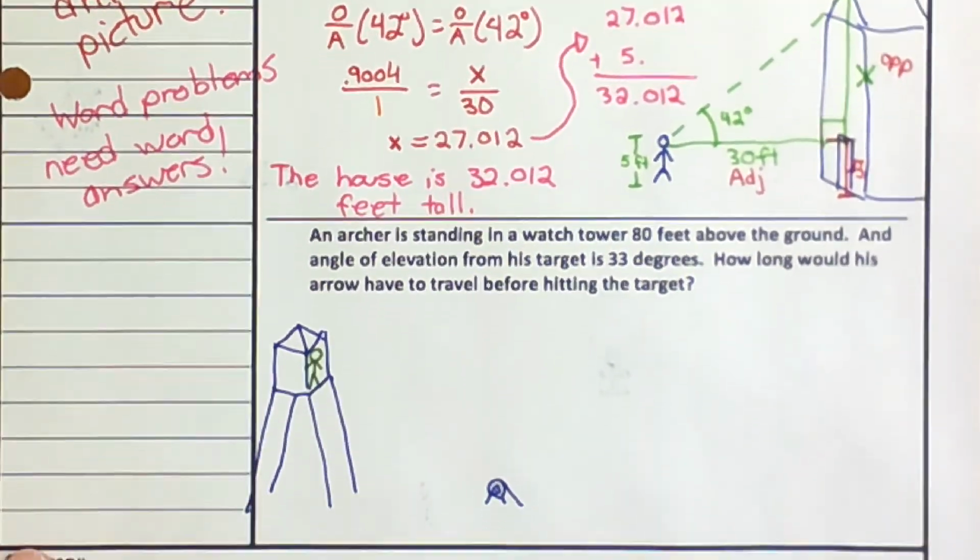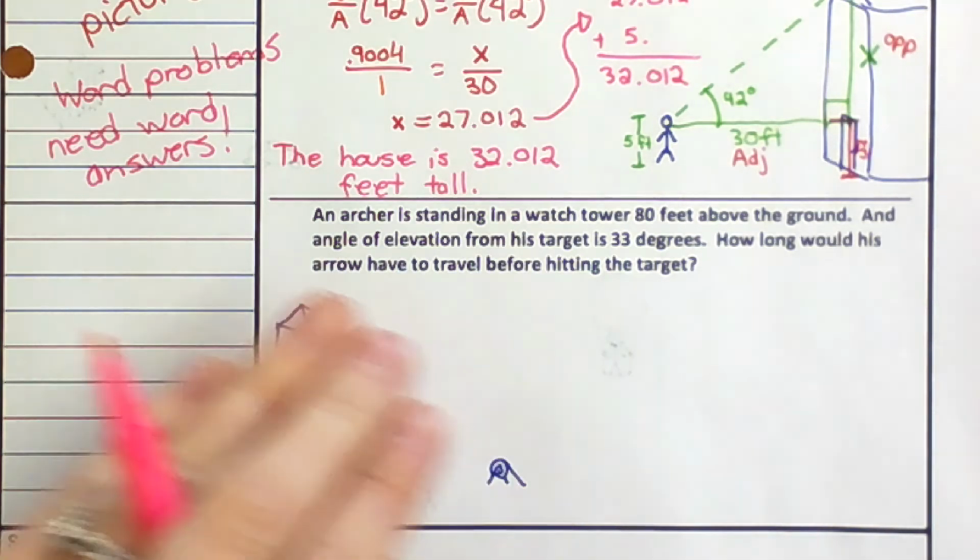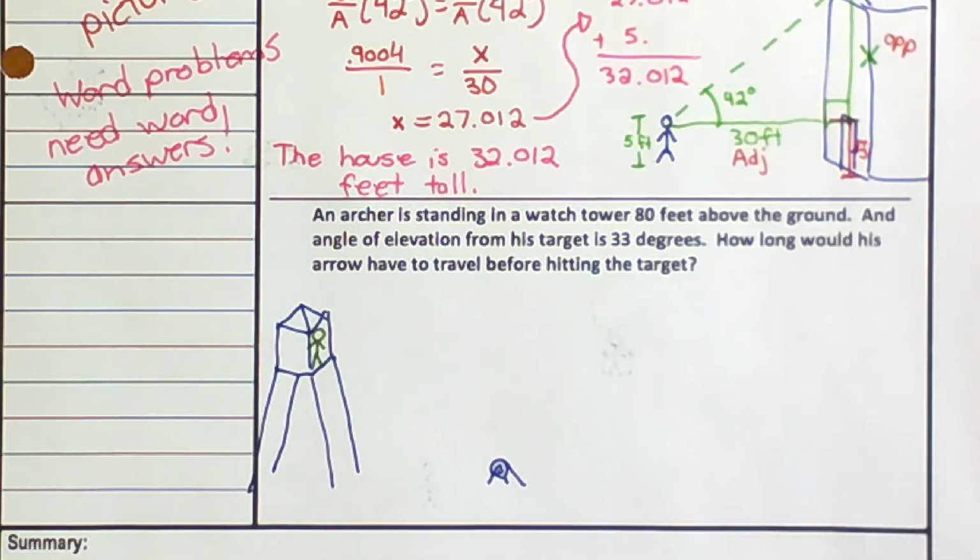Okay, the next one, it says, an archer is standing in a watchtower that is 80 feet above the ground, and the angle of elevation from his target is 33 degrees. How long would his arrow have to travel before hitting the target? So what I want you to do, this is your practice one, I want you to pause the video, draw in your information, and go ahead and solve.